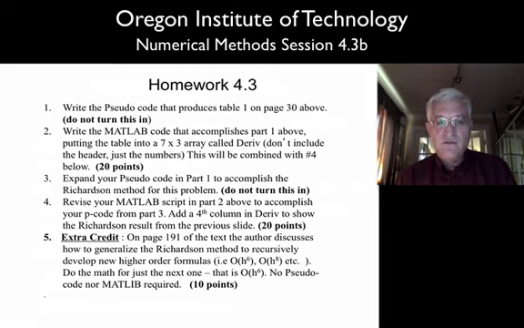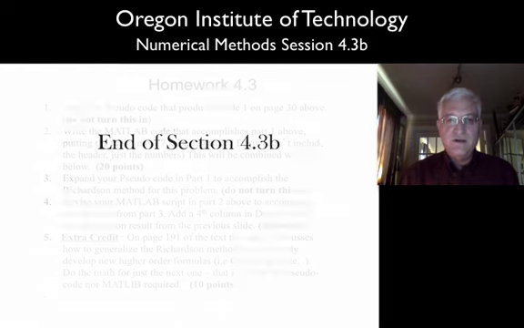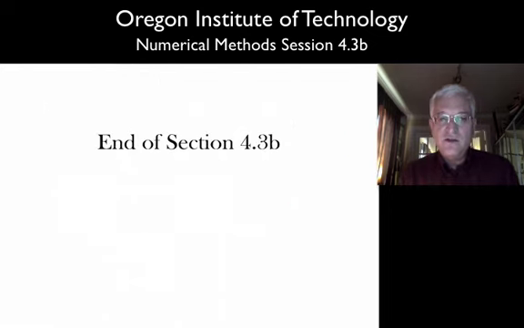If you can figure out another formula to get the order of h to the 6th term, then that'll be worth an extra 10 points. But I'm just asking for the next term, the one that will produce order of h to the 6th. And so that concludes the section on central differences and Richardson's method, and we'll come back to this point next time.